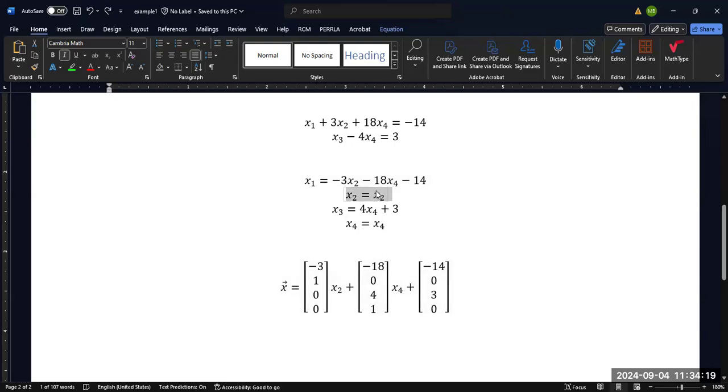When we go on to x4, which is our other free variable, we've got our -18. There's no x4 in this equation. We've got our 4. And then our free variable declaration gives us a coefficient of 1 times x4, so -18, 0, 4, 1. And then finally, the constants, -14 and 3. There's no constants in the two free variable equations, so those are 0.